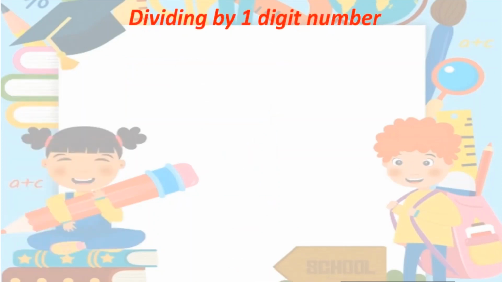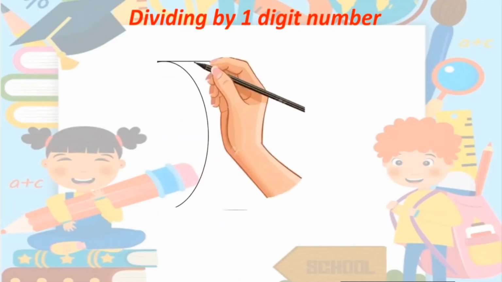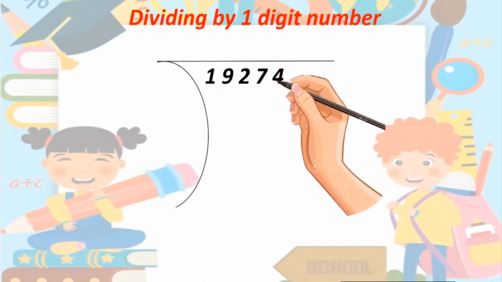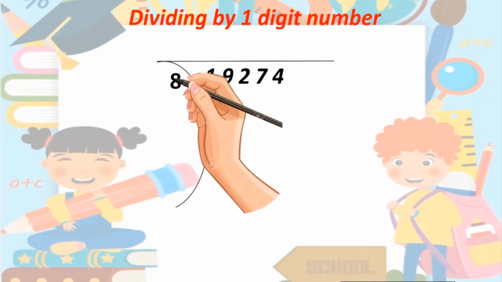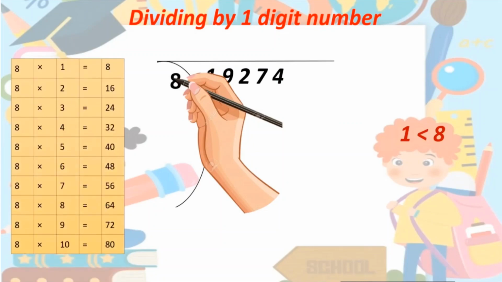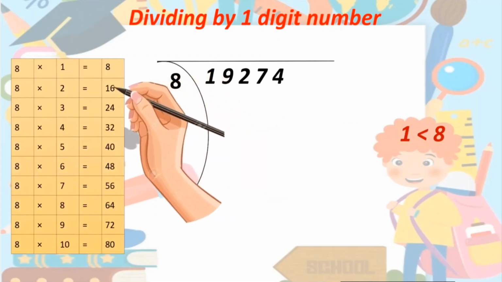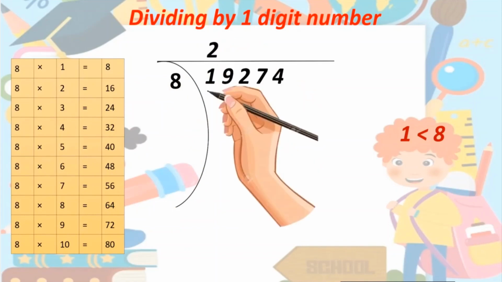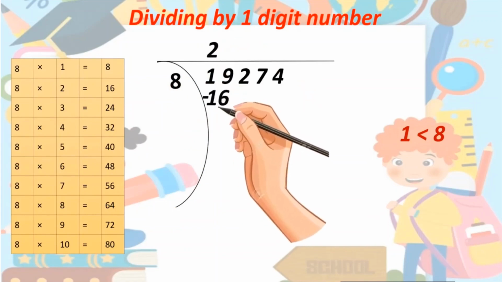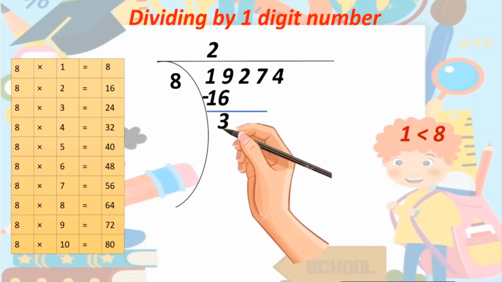Let's take one more example. 19,274 divided by 8. So the first digit is less than 8, which is 1. So we take two digits together and then look into the table of 8. So 8 twos are 16, which is closest to and less than 19. So we take 8 twos are 16. The remainder we get is 3.